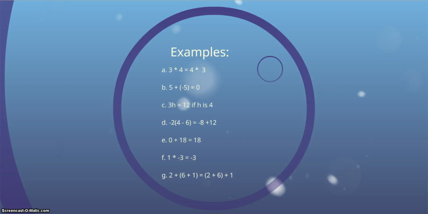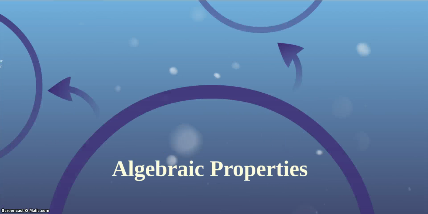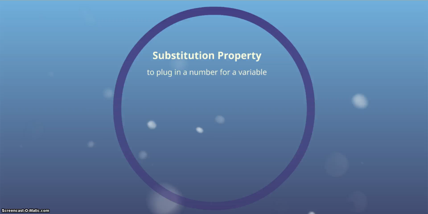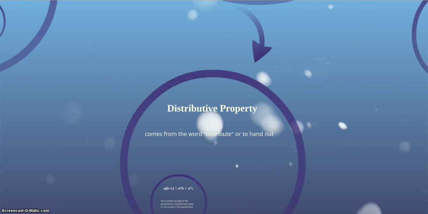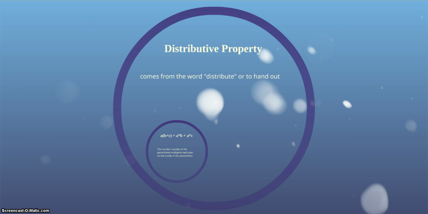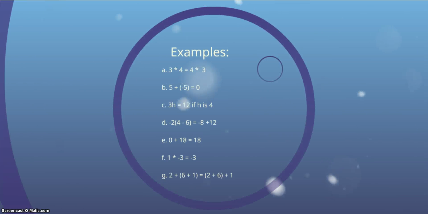3h is equal to 12 if h is equal to 4. This is substitution because we're plugging in a number for a variable. Then -2(4 - 6) is equal to -8 + 12. This is the distributive property because we're multiplying the -2 times the 4 and -2 times -6.